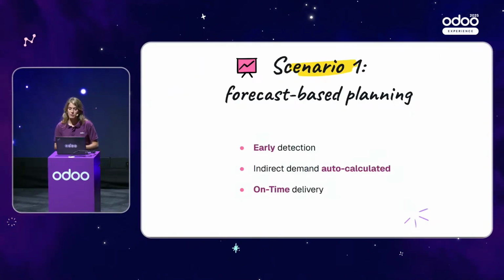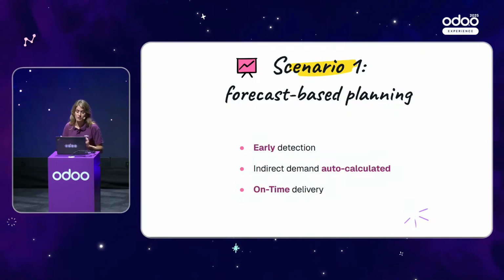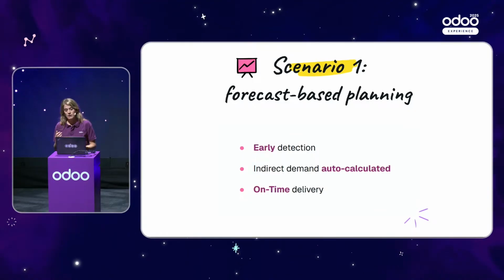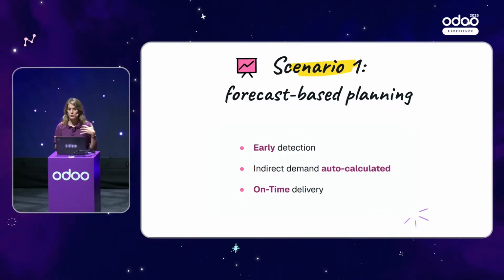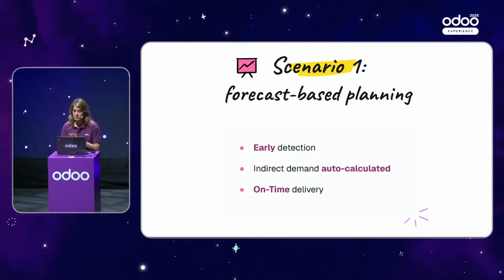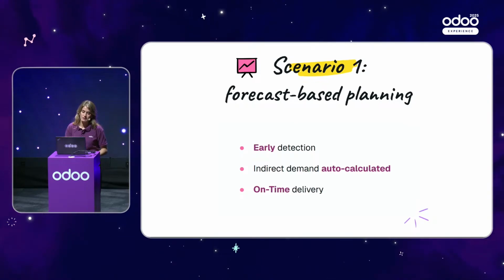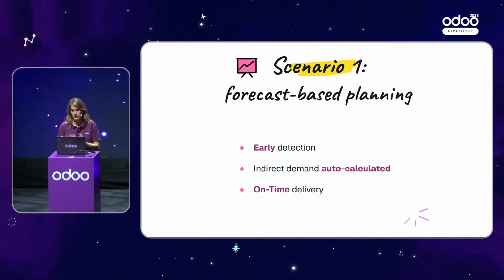So to sum up, the MPS gives us an early detection of our needs. It shows us what we need, and it highlights when it's time to order that. It's really nice because the indirect demand is automatically calculated for us. We don't need to calculate it externally or go in the BOM overview and run some formulas. It's all there for us. And it guarantees, therefore, that we can deliver on time to our client once the actual demand comes in for real.